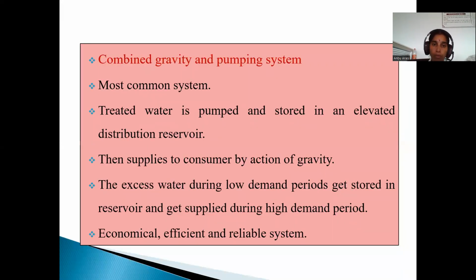Combined gravity and pumping system. This is the most common system. Treated water is pumped and stored in an elevated distribution reservoir, then supplied to consumers by the action of gravity. The excess water during low demand periods gets stored in the reservoir and gets supplied during high demand periods. It is an economical, efficient, and reliable system.